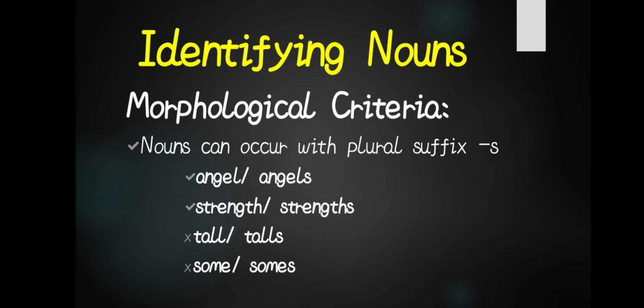First nga consideration is morphological criteria. Ang mga nouns, kung common ha, pwede siya i-pluralize. For example, angel, angels, strength, strengths. Pero kung dili noun, dili na siya ma-pluralize. Mailhan na siya kay pag i-type nimo siya sa computer, mupula na siya. So that is wrong or misspelled. So dili siya pwede ma-plural. Pasabot dili siya noun. For example, tolls or sums.